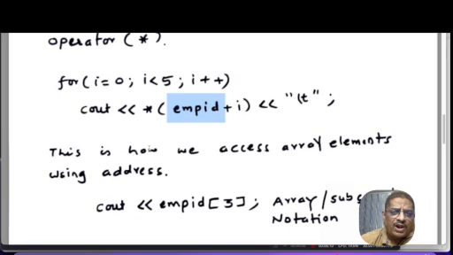So now if I say cout empid[3], it is the subscript notation I have used. Now with the pointer notation, how will it change? 3 will remain an index, empid will be the base address.